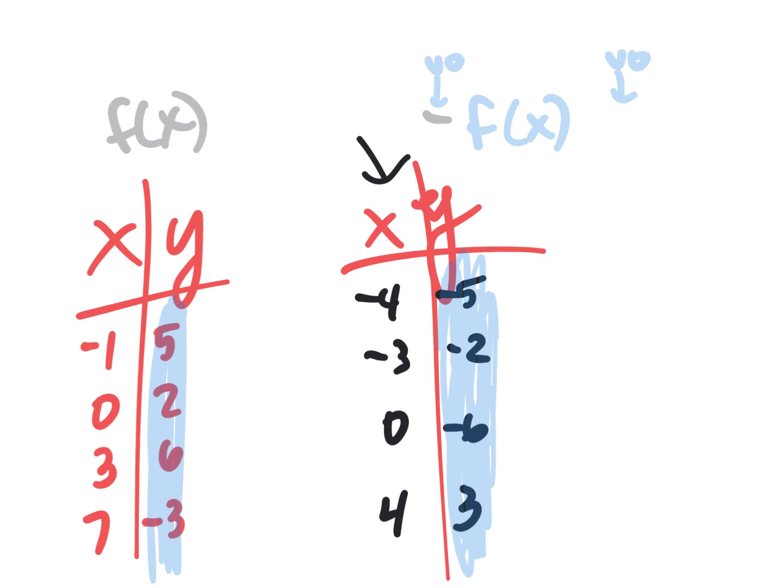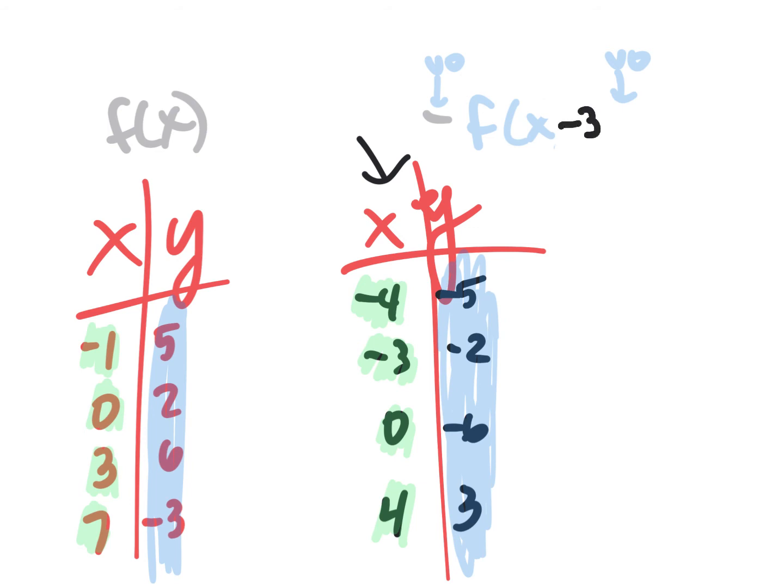Now let's look at the x's. What happened to my x's? Well, sometimes they won't even change. In this case, they did. When -1 turned into -4, what happened? When 0 turned into -3, what happened? When 3 turned into 0, what happened? And when 7 turned into 4, what happened? I hope you caught on that those are all dropping by 3. Now, a reasonably intelligent kid would say, okay, so then they're all dropping by 3.